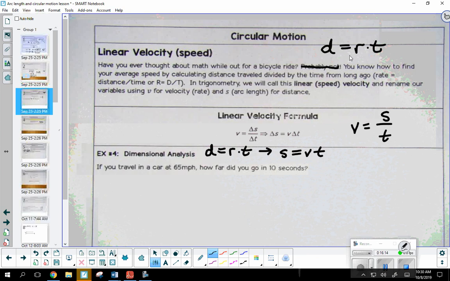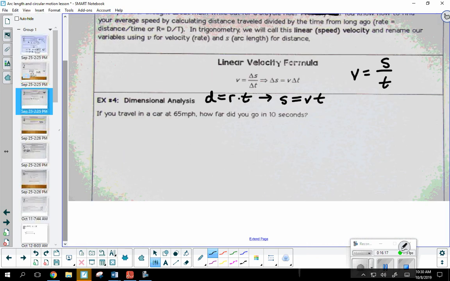But let's try an example. Dimensional analysis. If you travel in a car at 65 miles per hour, how far do you go in 10 seconds? So what are they asking me to solve for here? V, S, or T? The question says how far, so I'm going to be solving for S, my distance. That's what S is, arc length. Now remember, all of these problems are going to be dealing with wheels of some type, some kind of circle. So as the wheel rotates, the arc length increases. That just means the distance increases. Everybody okay with that?